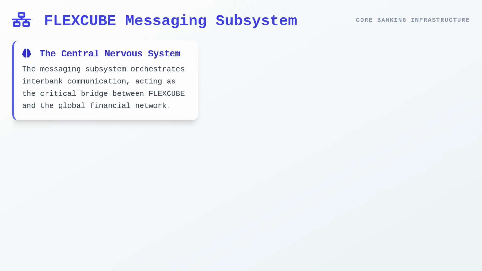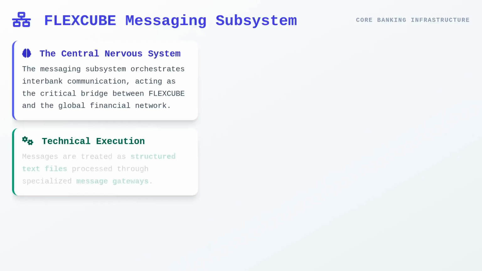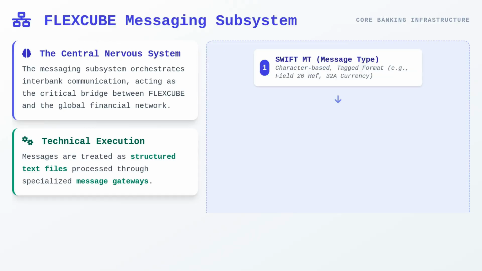The older Swift MT, or message type, format is a character-based standard that has served as the backbone of financial transactions for decades. It utilizes a tagged format, where each line begins with a tag number indicating the nature of the data, such as field 20 for the transaction reference or field 32A for currency and amount. FLEXCUBE treats these MT messages as structured text files that the system parses through specialized message gateways.